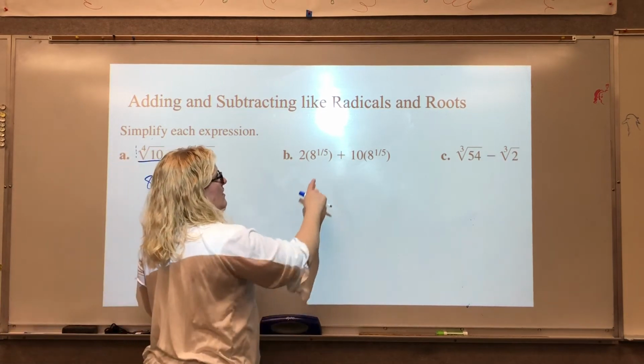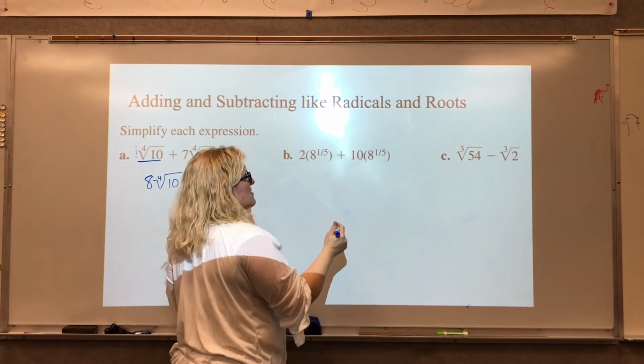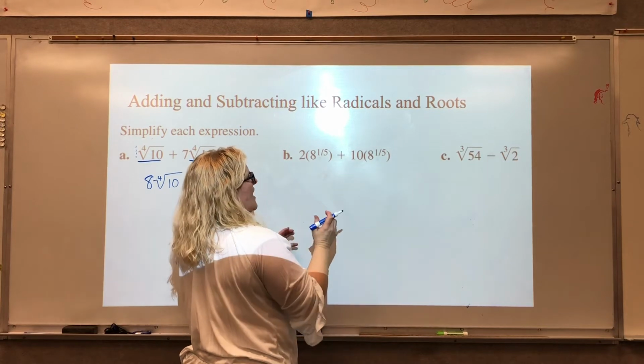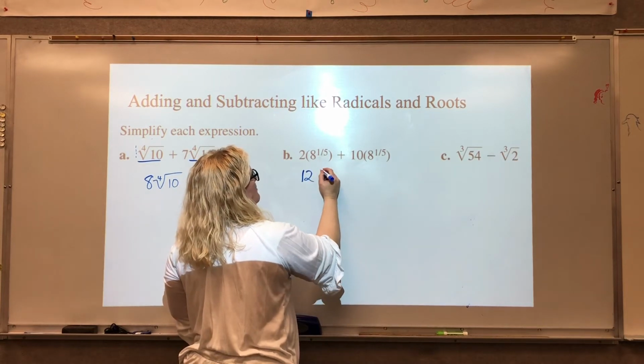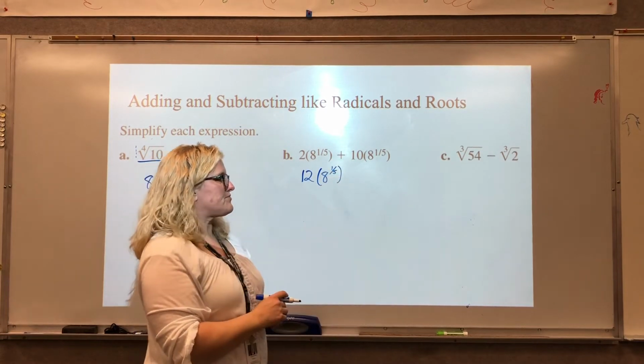Here, I've got 8 to the 1/5 power, which is the 5th root of 8. And I have one here and one here. They're the same, so I can add these together. So I have 12 times 8 to the 1/5 power.